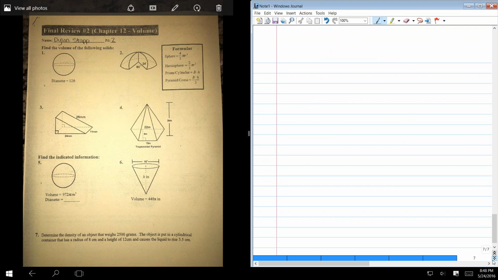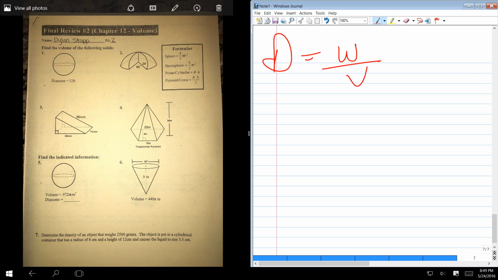All right. Determine the density of an object that weighs 2,500 grams. Well, density is grams per volume. I think density is grams per volume. If I'm talking about gold, I'm talking about a certain weight per cubic inch or whatever. But it's rare that I'm talking volume over grams. So I want weight over volume. In other words, density is weight divided by volume.